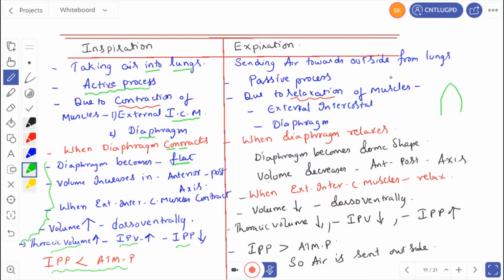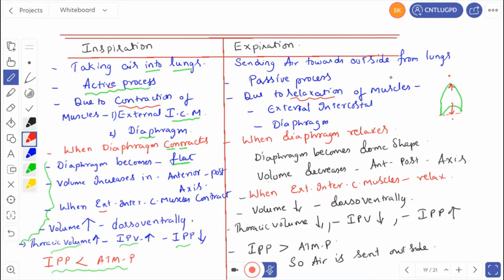Imagine this one as the thoracic chamber, and the diaphragm is dome shaped like this. Generally the diaphragm is dome shaped. When the muscles of the diaphragm contract, the diaphragm becomes flat. So the volume of the thoracic chamber increases in this direction. Which direction? It is the anterior side and the posterior side. So volume is increasing in the anterior-posterior axis.